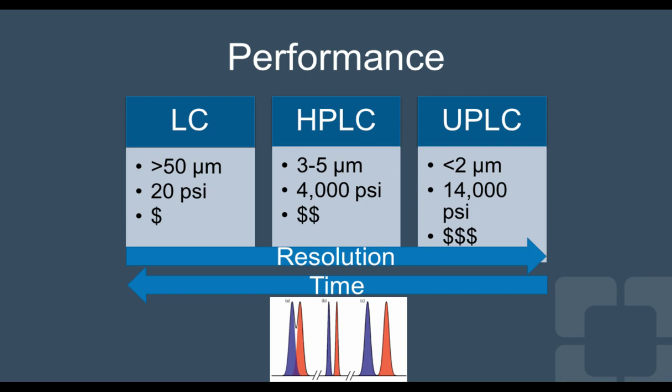Due to the much smaller particle size, you've increased the resolution that you're able to achieve in the same amount of time. By resolution, we're talking about the ability to resolve your analytes of interest. In depiction A, you see that they're a critical pair, not baseline separated. And finally, in depiction C, you can see that they're baseline separated from each other.